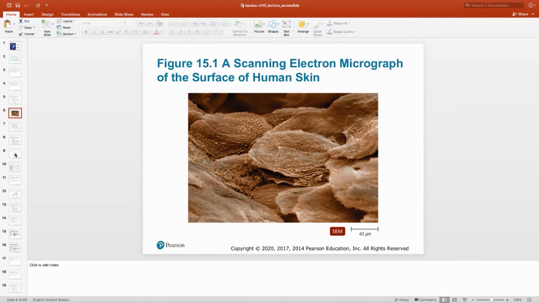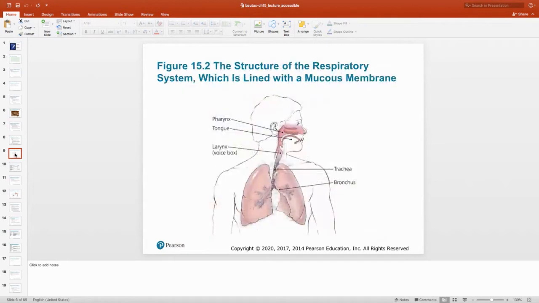The next group of defenses are going to be the mucus kinds of defenses. And here we've got the respiratory system, which is lined with mucous membranes. So the respiratory system consists of the nasal passages and the pharynx, the mouth, the tongue, down through the larynx, the trachea, the bronchus, and into the lungs. When you get down into the alveoli, those are pretty sterile and there's no mucus down there, but the mucus is up through in here.